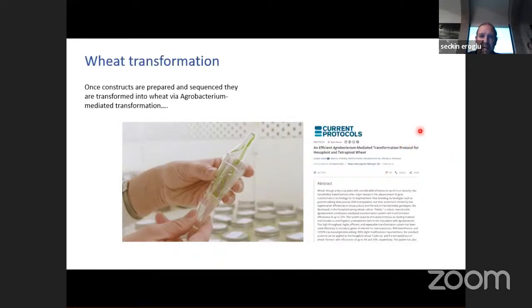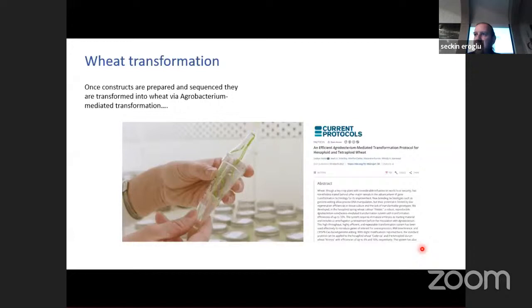The vectors and the transformation protocol are both together in Current Protocols, and it's open access as well for those who want to go into more detail. So once you've transformed your plants, you're getting little plantlets back.